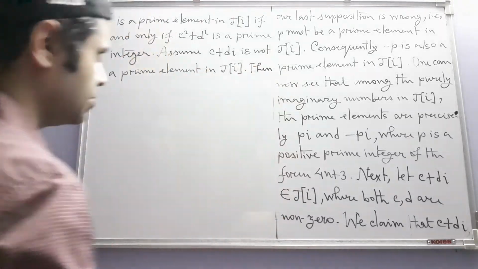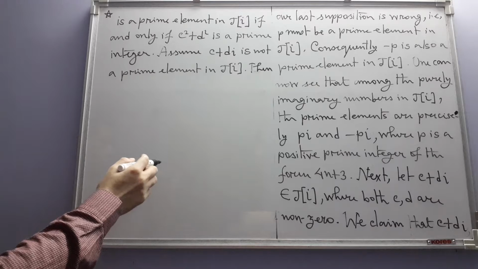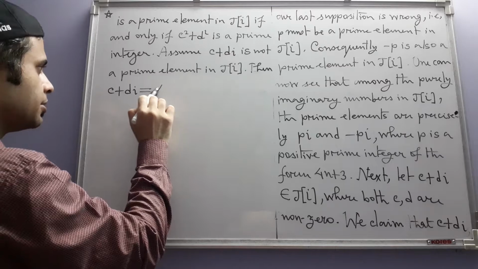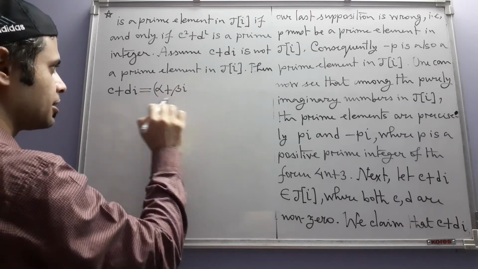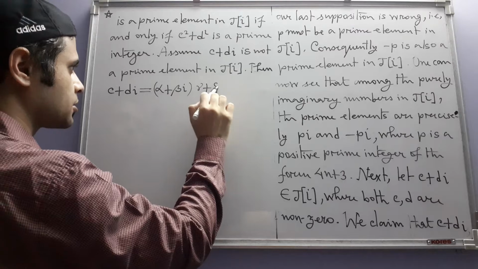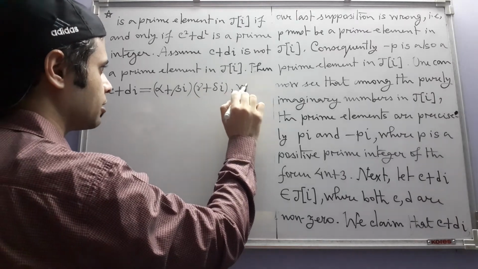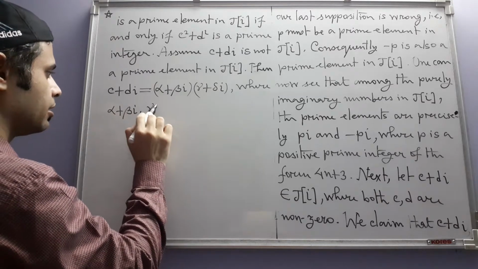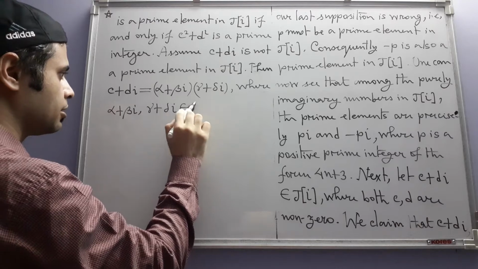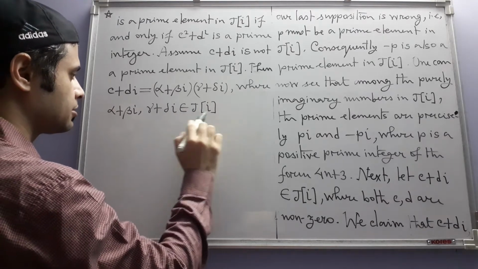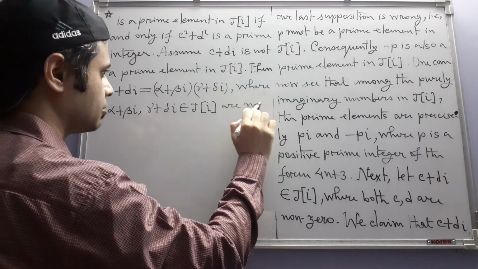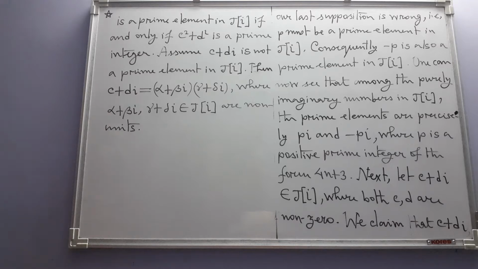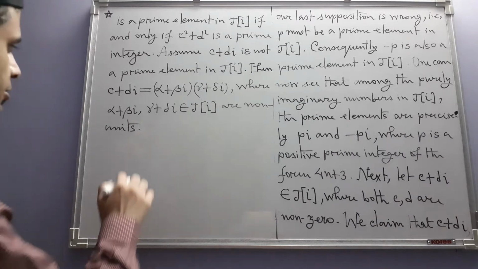Since it's not a prime element, it can be factored non-trivially. Then C plus di can be written as alpha plus beta I times, say, gamma plus delta I, where alpha plus beta I and gamma plus delta I are Gaussian integers and they are non-units.